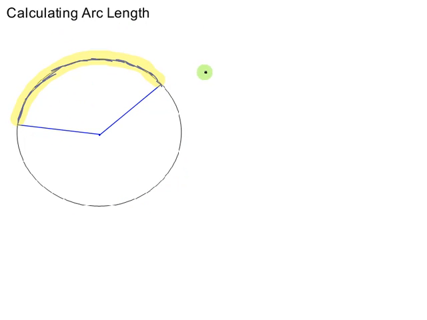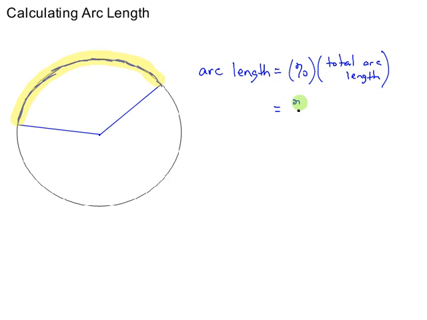In general, an arc length is a percentage of the total arc length, right? Total arc length, of course, being the total distance around the circle. And we know the total distance around a circle has another name. It's called the circumference. Alright? So that's the general strategy. This is the way I remember to calculate arc length.